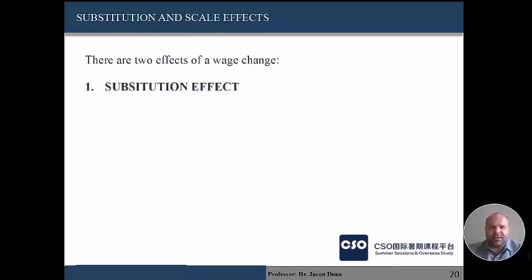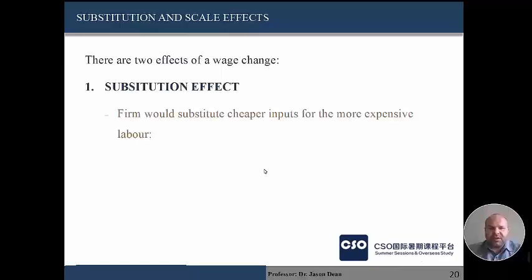Okay, let's talk about the substitution and scale effects. Okay, so when you have a wage change, there's going to be the substitution and scale effect. The substitution effect is simply the fact that firms would substitute cheaper inputs for the more expensive labor. So if the wage increases, that makes labor relatively more expensive than capital, assuming the price of capital stays the same.